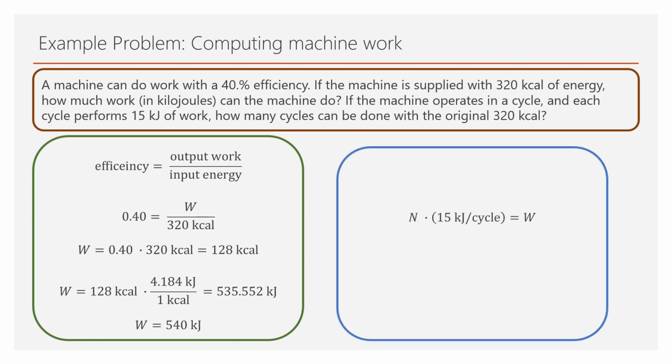Now we need to solve for the number of cycles that can be done. If each cycle does 15 kilojoules of energy, then we need to find the number multiplied by that 15 kilojoules that will be equal to the total amount of work, which is 540 kilojoules. Plugging in the values, in the end, we get that the number of cycles is approximately 36 cycles.